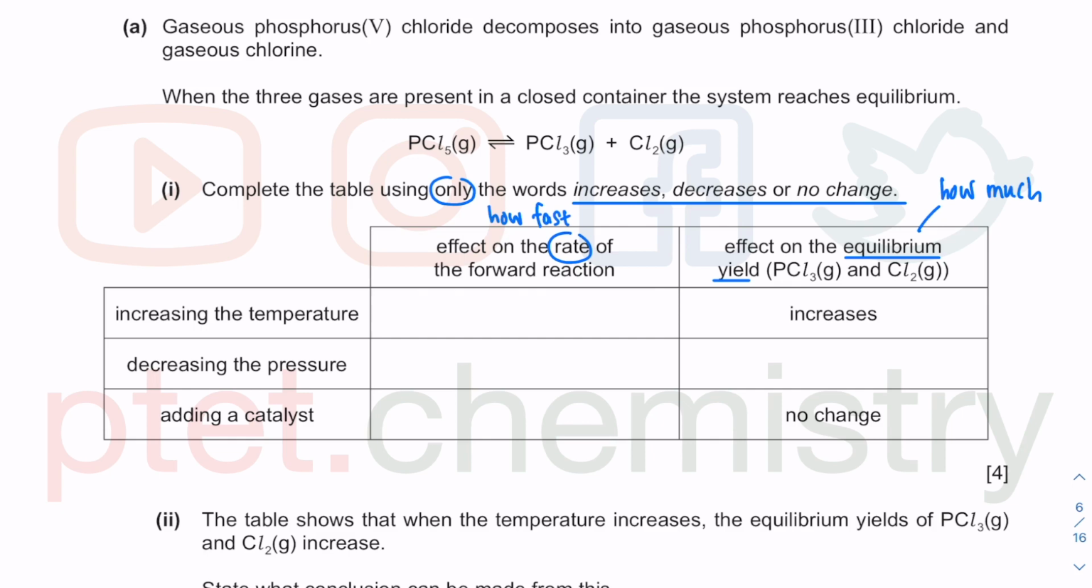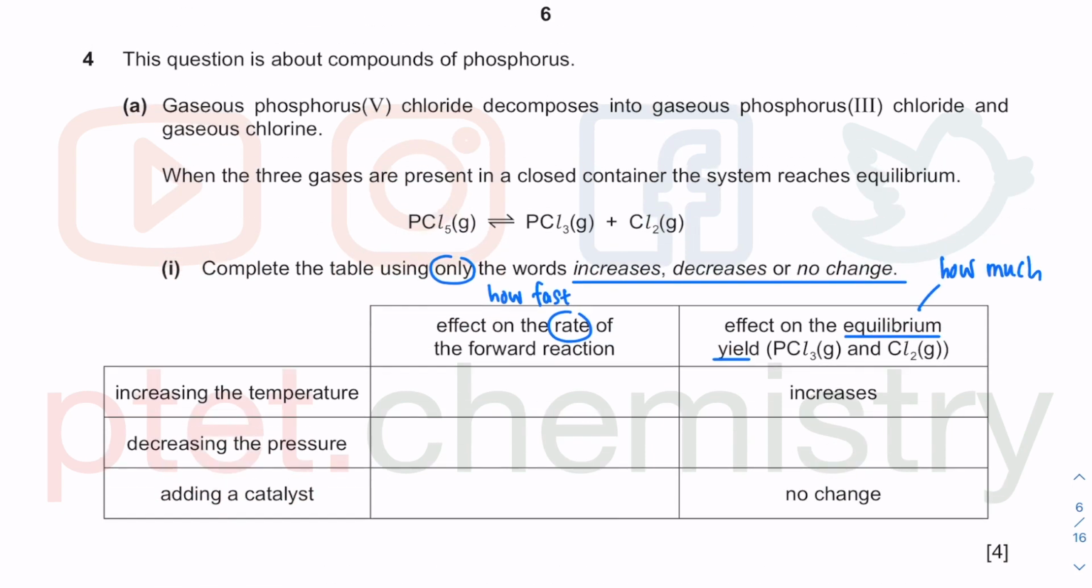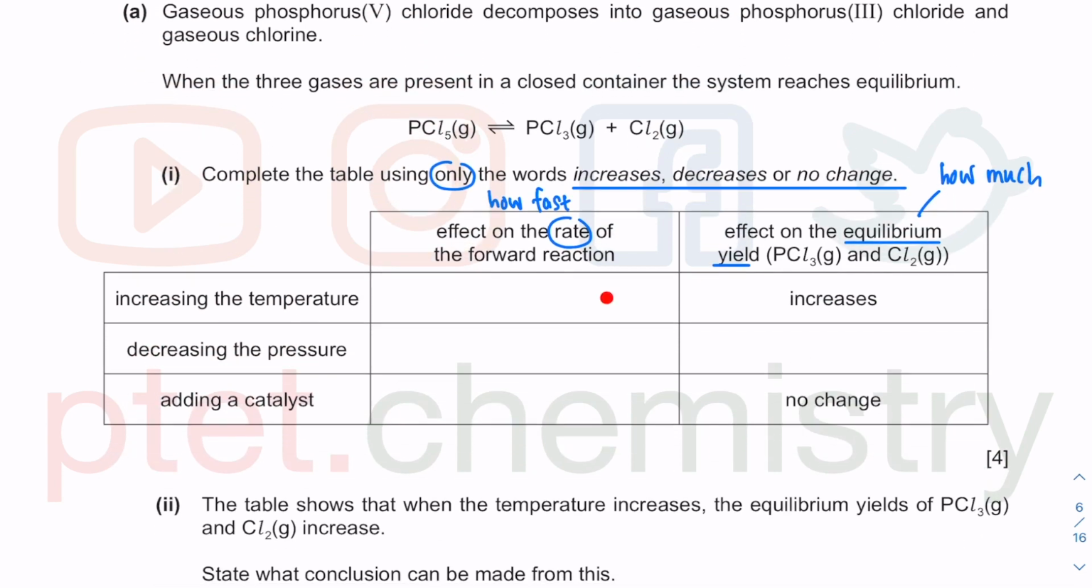So what do we know about these reactions? We were not told about this equilibrium yield. Okay. So increasing the temperature means the temperature is getting hotter. If the temperature is getting hotter, the rate should increase. As the kinetic particle theory says, your particles will gain more kinetic energy, they collide more frequently, and so on and so forth. In terms of decreasing pressure, this involves gases.